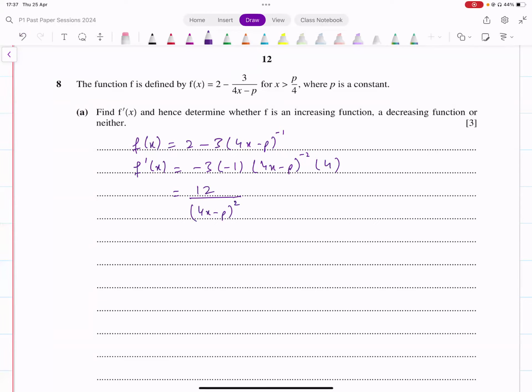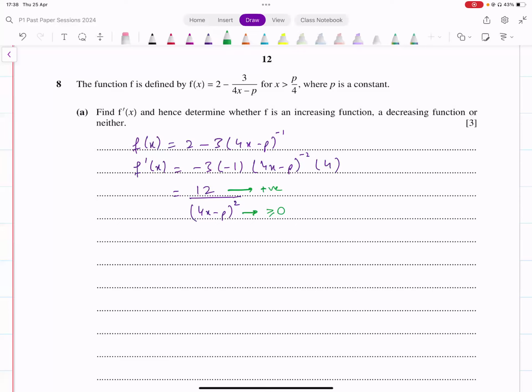Now we need to figure out, is this number positive, negative, or could it be either? Can we say it's positive or negative, or can we not say that? Let's think about this. In the numerator, we've got 12. 12 is a positive number. In the denominator, we've got a square. A square can either be 0 or positive, right? So the denominator is also greater than or equal to 0. The denominator can also not be negative.